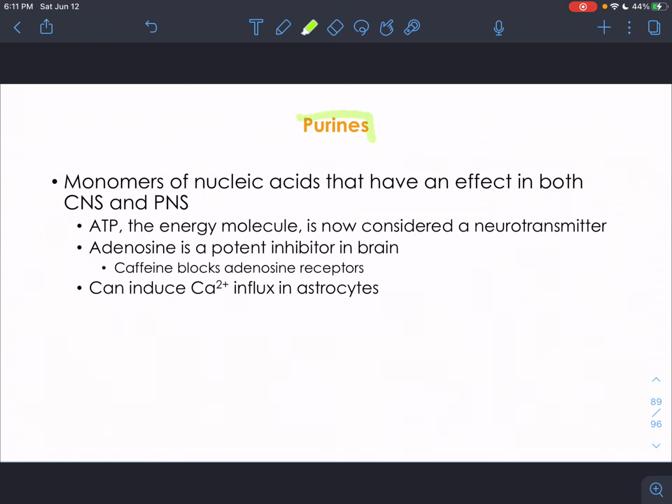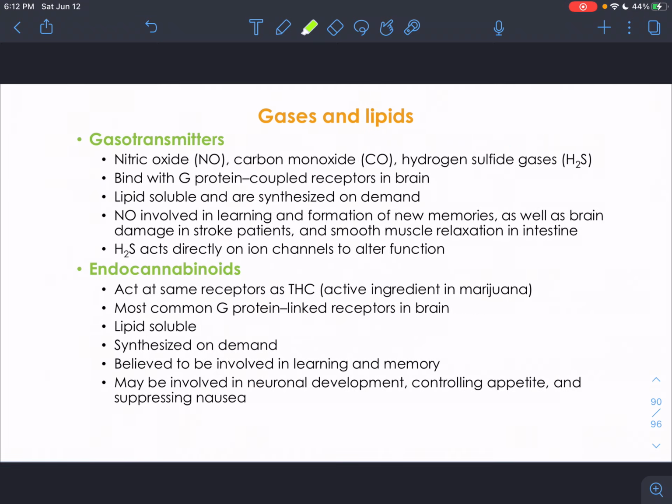The next class are purines. They're monomers of nucleic acids that are found in both the CNS and PNS. ATP is technically a purine and nucleic acid that is now considered a neurotransmitter. Adenosine is a potent inhibitor in the brain. So caffeine actually works by blocking adenosine receptors. If you're blocking an inhibitor, you'll have an excitatory effect. That's how caffeine stimulates you and keeps you awake. It can also induce calcium influx in astrocytes, which you don't need to know.